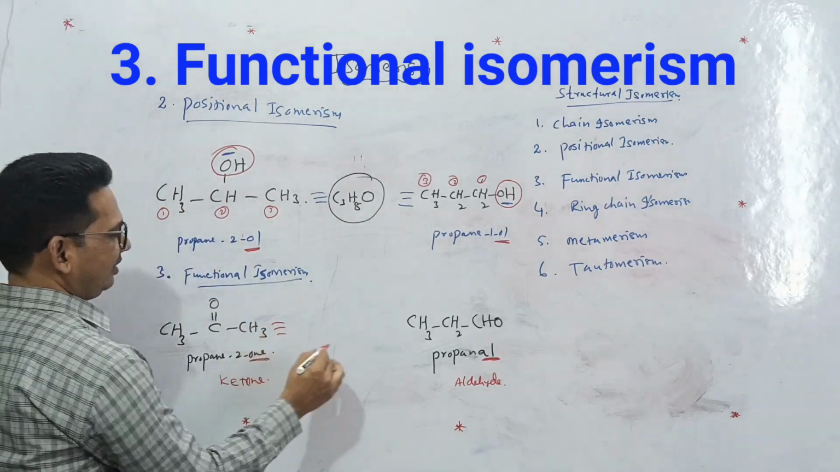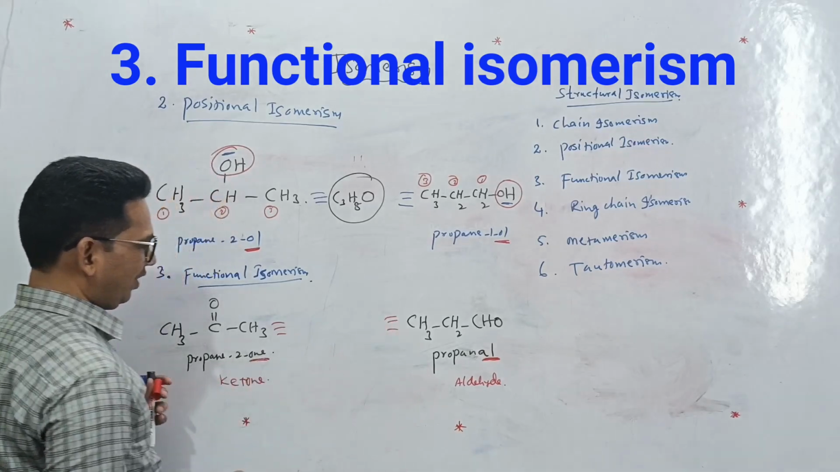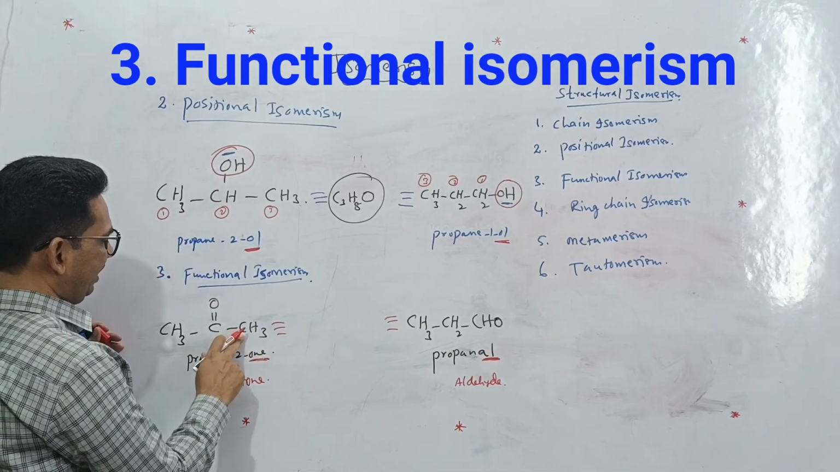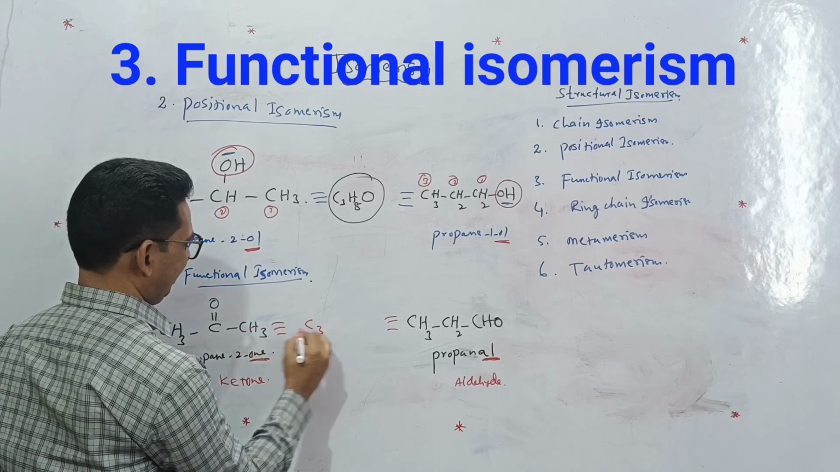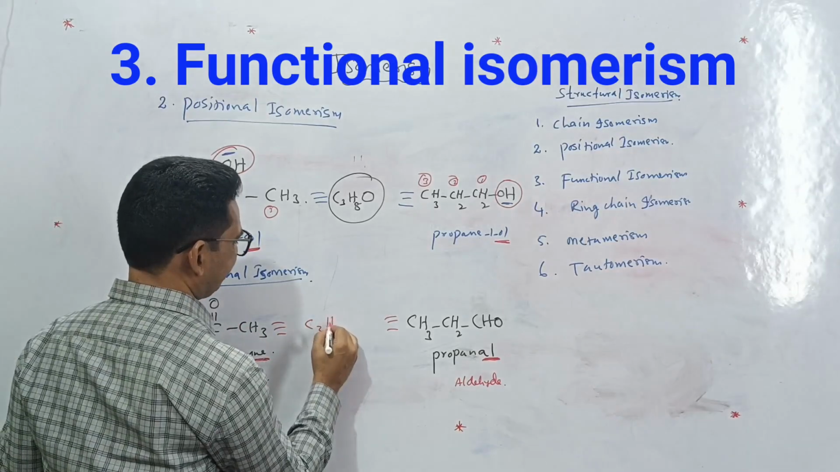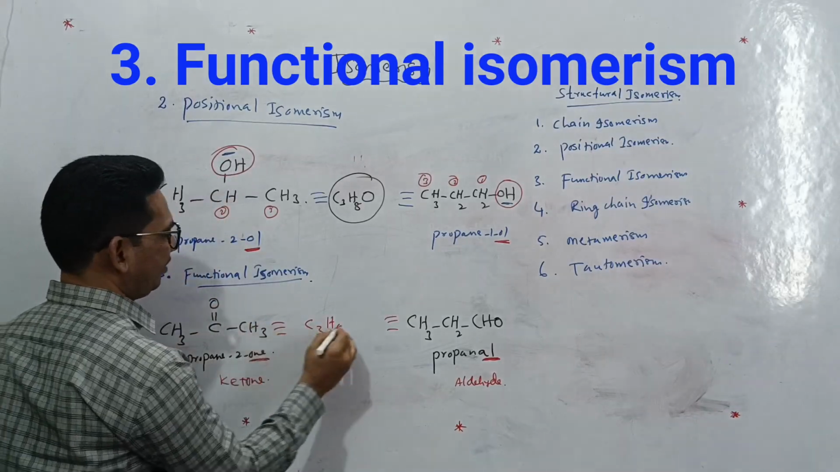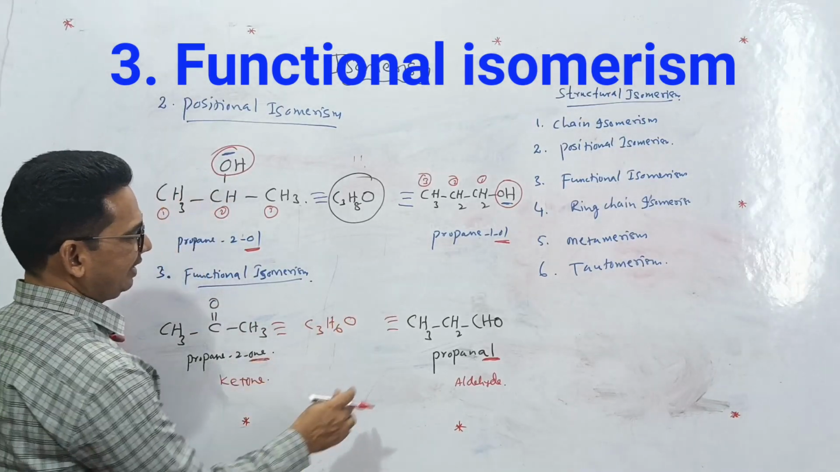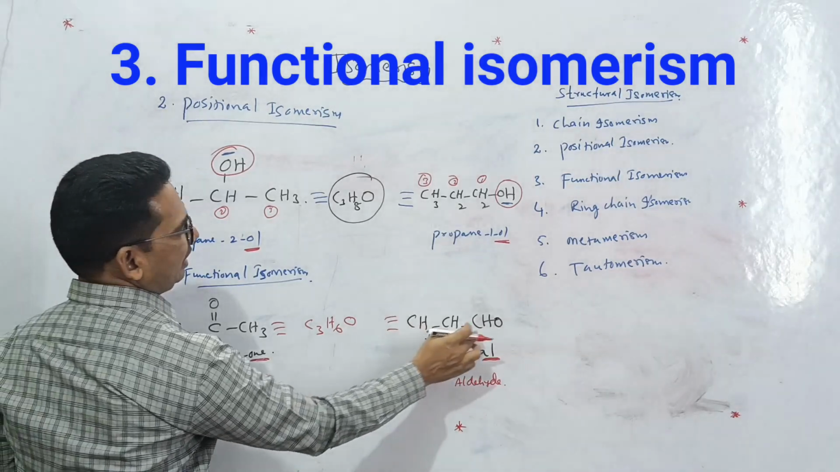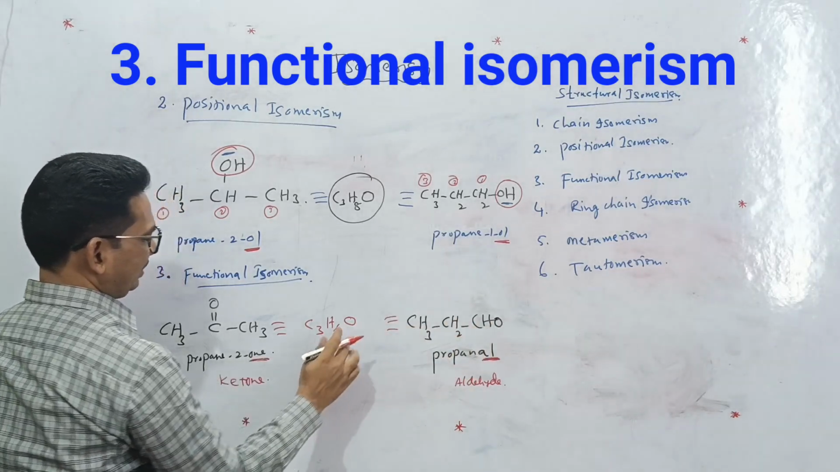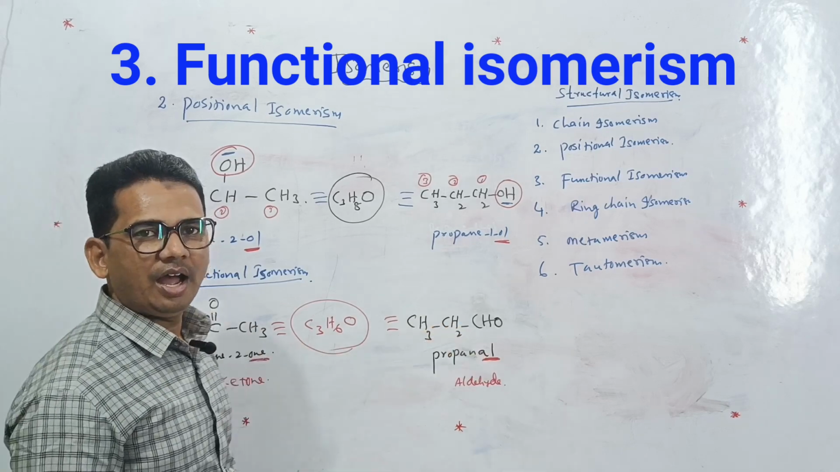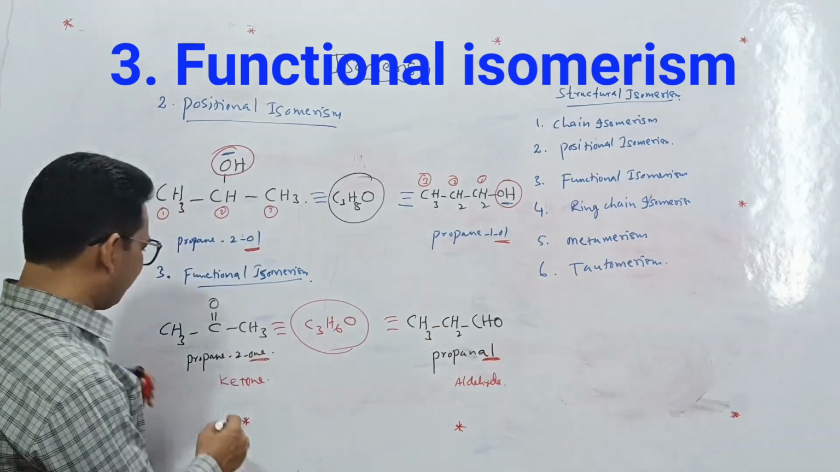See the formula. What formula will it have? Carbons, how many? 3 carbons, C3. Hydrogens, how many? 3 plus 3, 6 hydrogens. Oxygens, how many? 1 oxygen. In this case also, 6 hydrogens, 3 carbons, 1 oxygen. Both have the same molecular formula, but what is the difference we will observe?